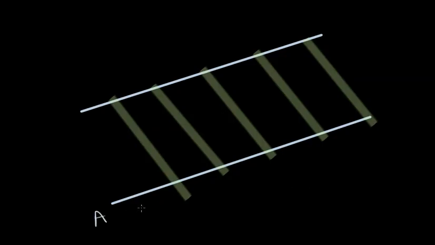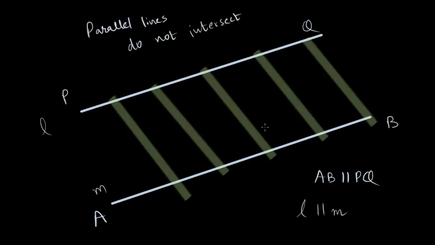So let's say if I name this line as AB and if I name this line as PQ, then in maths we show AB is parallel to PQ like this by drawing two vertical lines between them. Or you could say this is line L and this is line M. We could also say L is parallel to M. Parallel lines do not intersect. Let's jump on to intersecting lines.